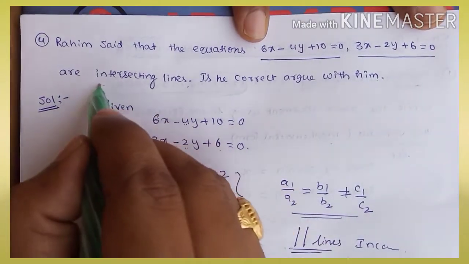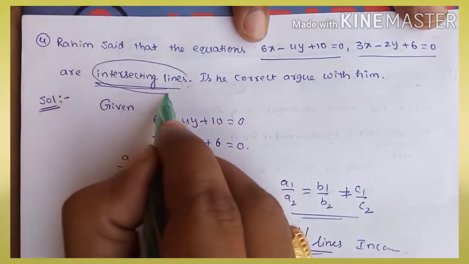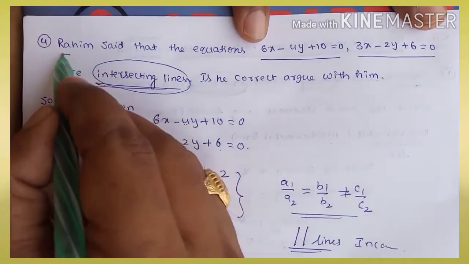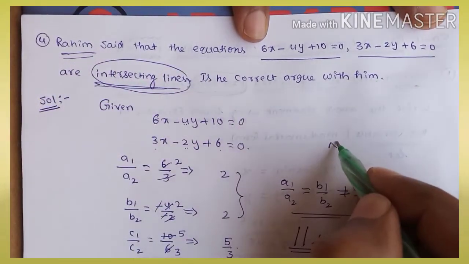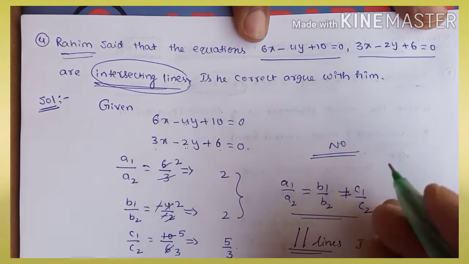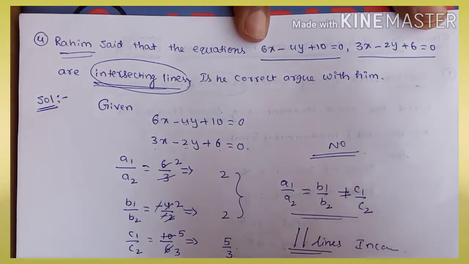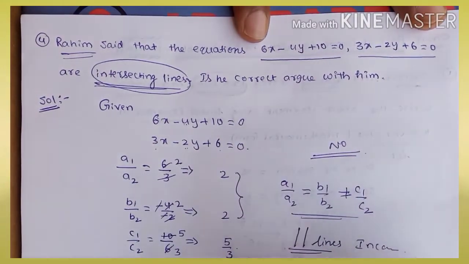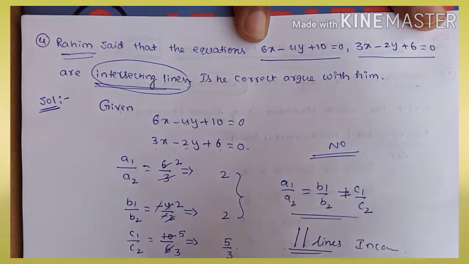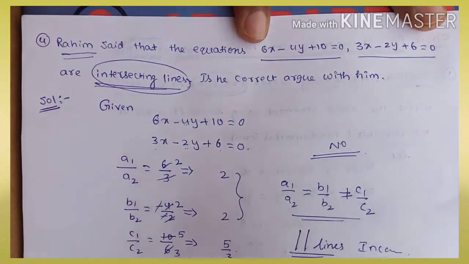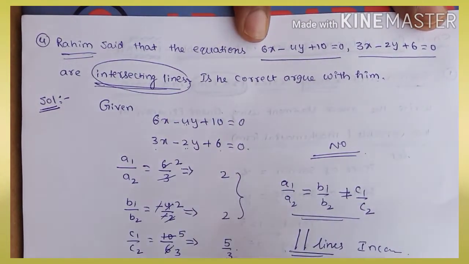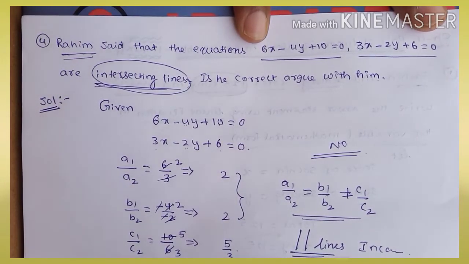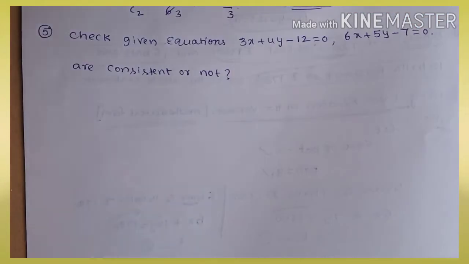Parallel lines or inconsistent equations. But he is given what type of equations? Intersecting lines. So what we can say is that no, Rahim is not correct. I cannot accept the given statement because they represent parallel lines. That statement we have to write. Okay students, let's go for the next problem number 5.